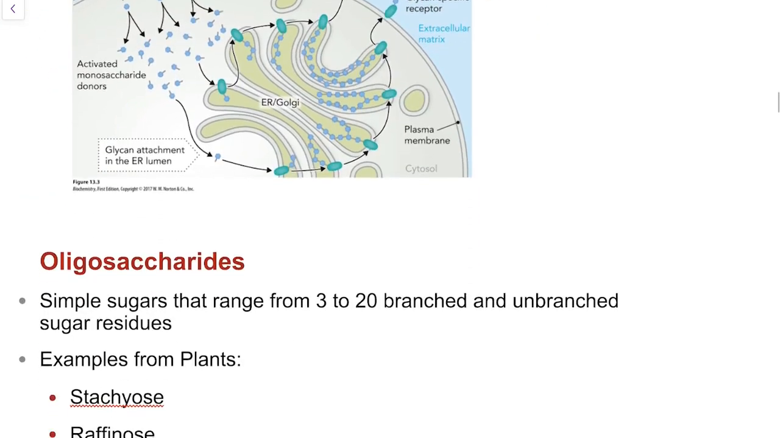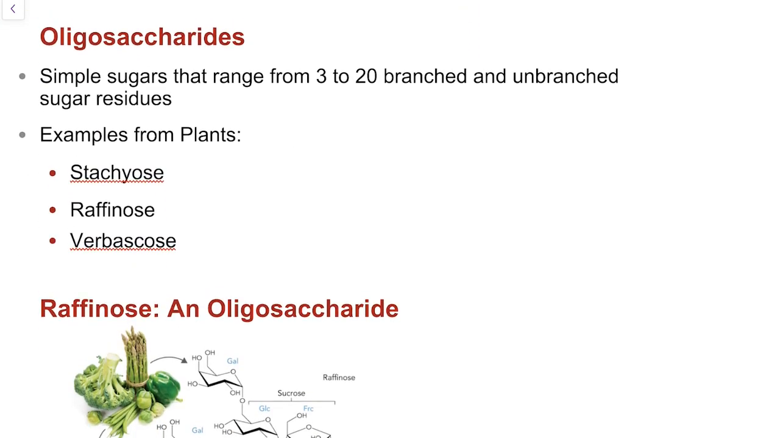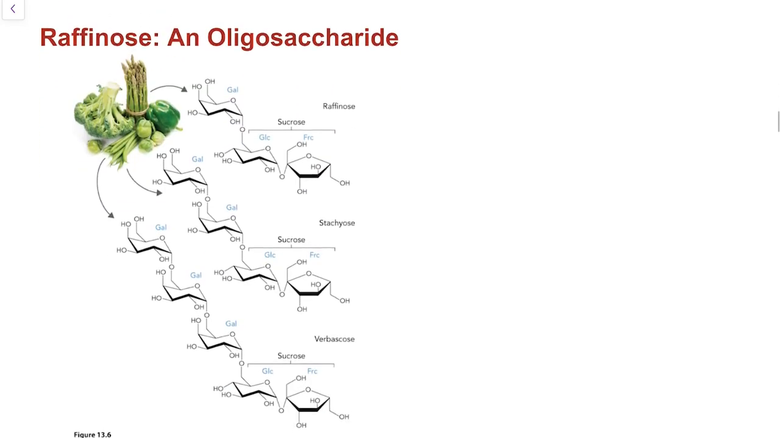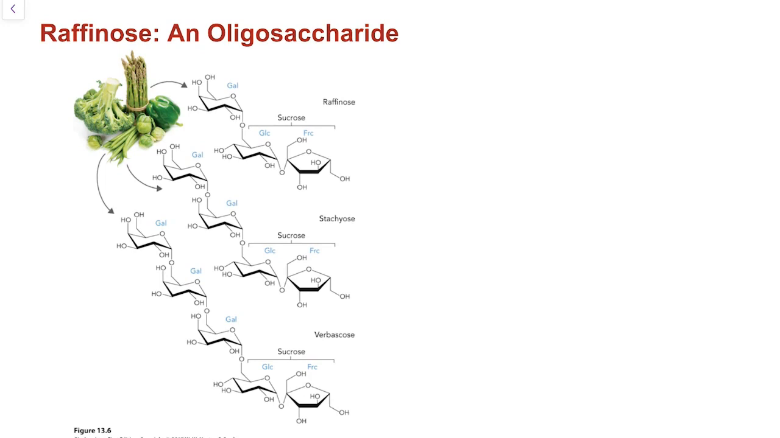Overall, we have a few different types of oligosaccharides that we're going to look at. The oligosaccharides are going to be from 3 to 10, or 3 to 20. We have a little range, but we're not looking at anything larger than 20. They might be branched or unbranched sugar residues. Some examples from plants are given here: stachyose, raffinose, and verbascose, and they're all shown in the structures below. You'll see that raffinose has a sucrose unit that is then attached to a galactose.